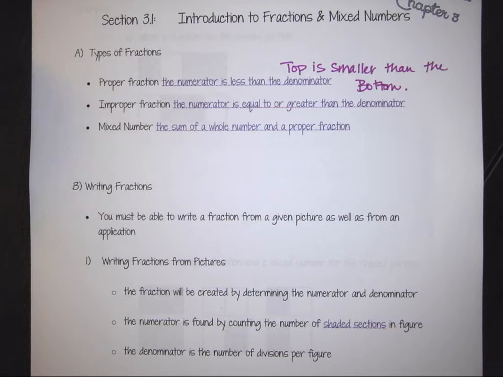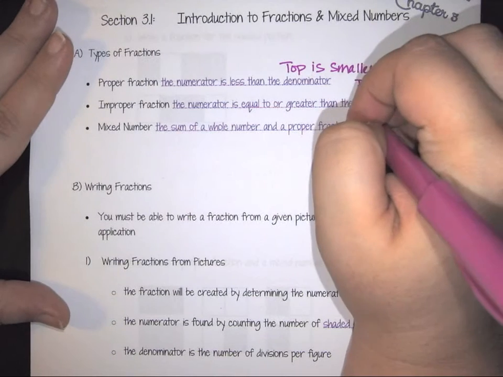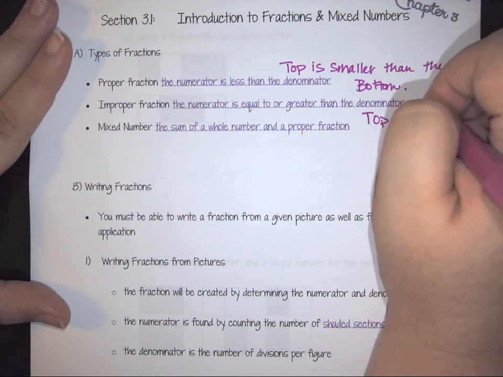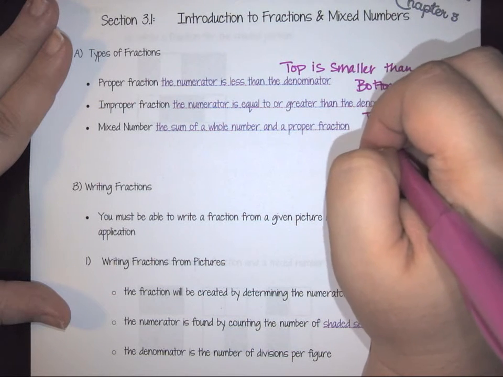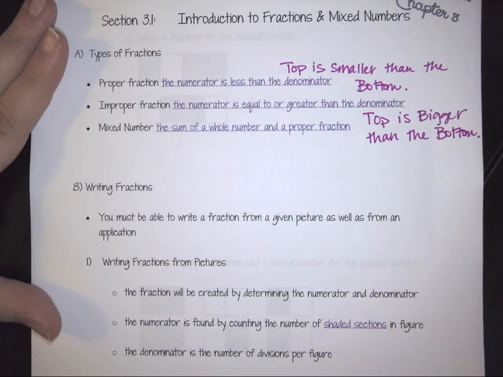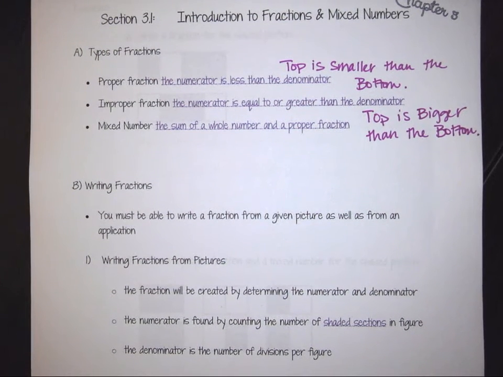Now, an improper fraction is kind of the exact opposite. Instead of the top being smaller than the bottom, now we're looking at where your numerator is either equal to or greater than the denominator, meaning the top is bigger than the bottom. Okay, so here that's what we're looking at. We're looking at that the top is bigger than the bottom. Okay, so that is improper fractions.